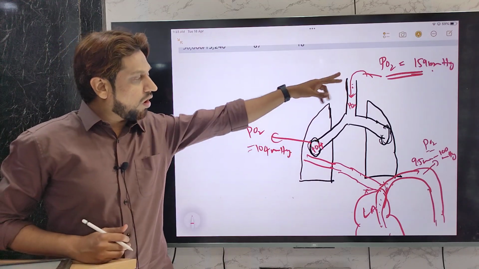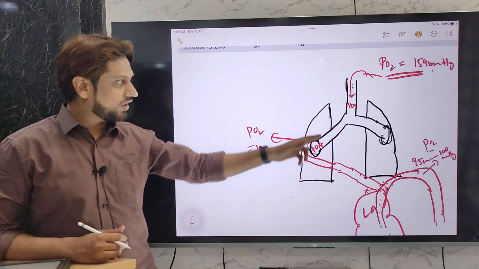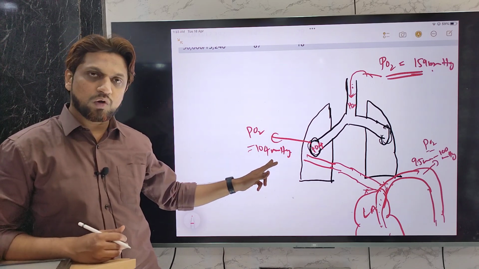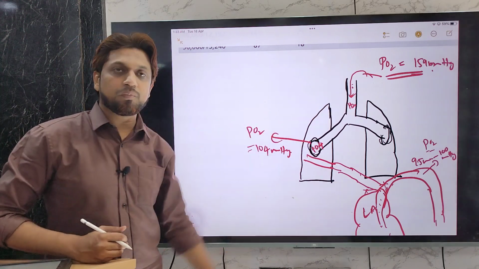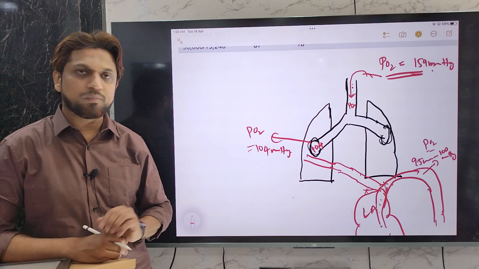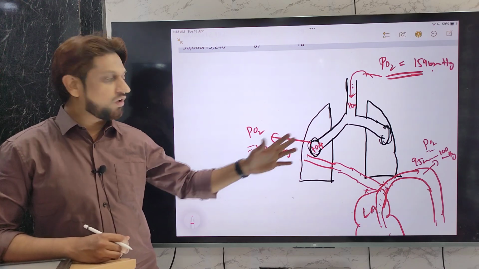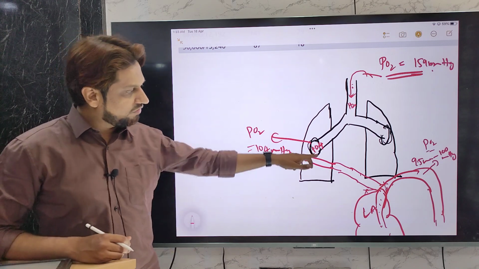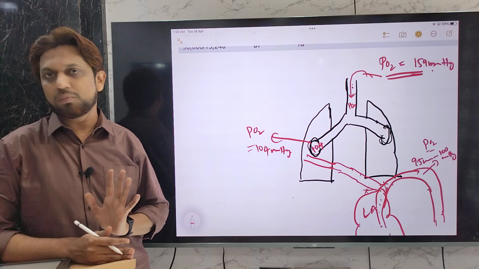So see, the oxygen level in the atmosphere is 159 millimeter of mercury. When it comes to the lungs, it will be reduced to 104 in the alveoli. Why? Because here one more gas, water vapor, which constitutes around 47 millimeter of mercury, will get added, and ultimately the oxygen level in the humidified air will decrease, and finally when it goes to the arterial end, it will be around 95 to 100 millimeter of mercury. Okay, this is the normal thing.